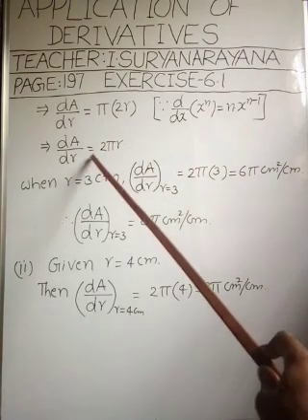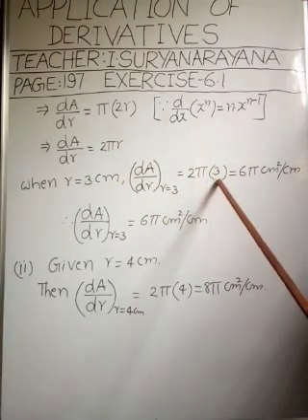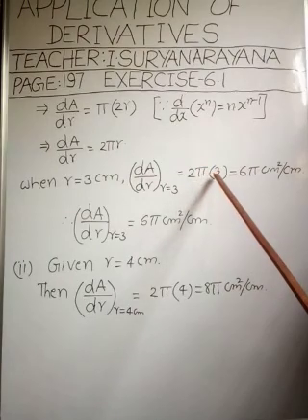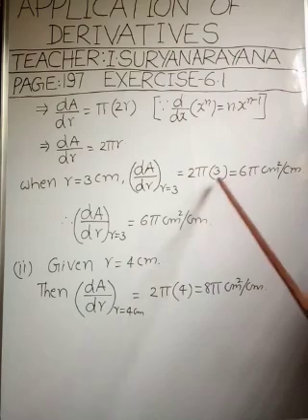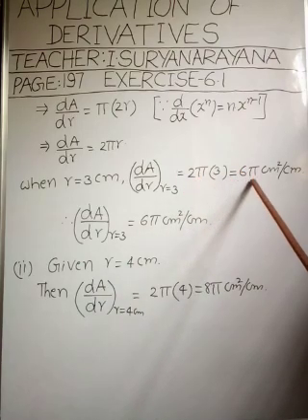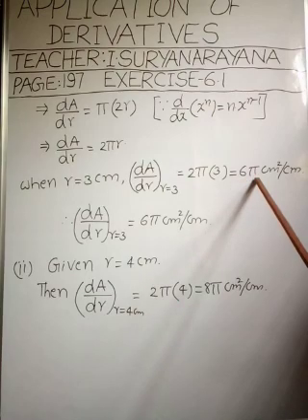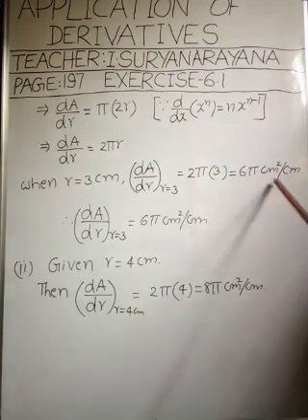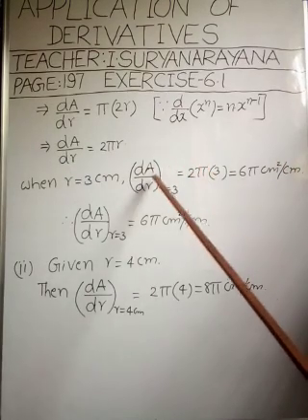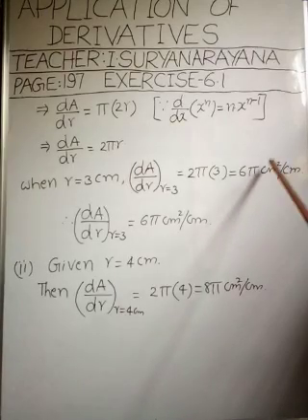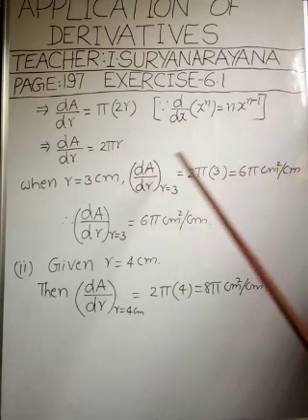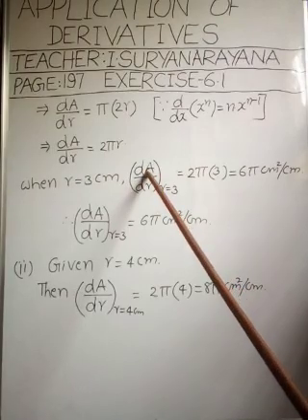pi into, in this equation we substitute r is equal to 3. In RHS we substitute r is equal to 3. Understood this step, my dear children? Right. This implies that is equal to, by simplifying this term, what will you get? 6 pi. We got 6 pi. After that we have to write units. What are the units to denote area of a space? Centimeter square. Square units. We use square units to denote area of a space.